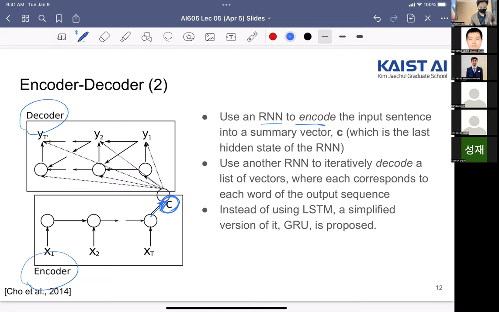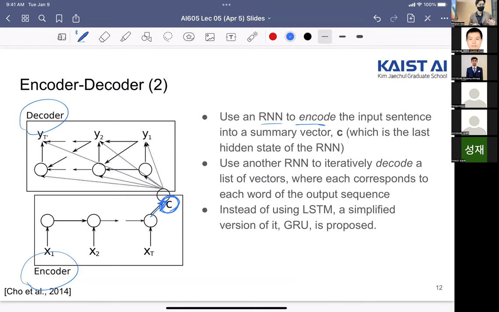Then here's the interesting part. We want to use another RNN to generate one token after another. Or in other words, we want to classify one token after another.